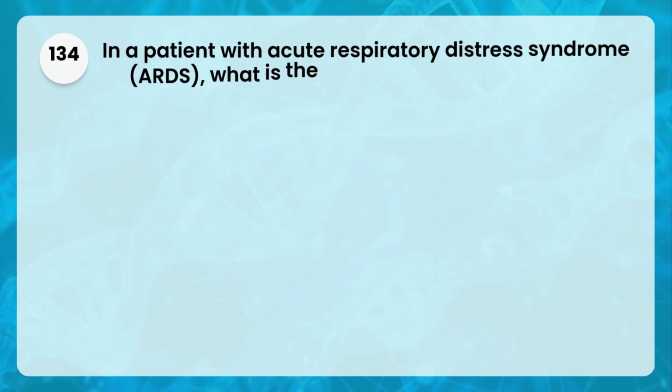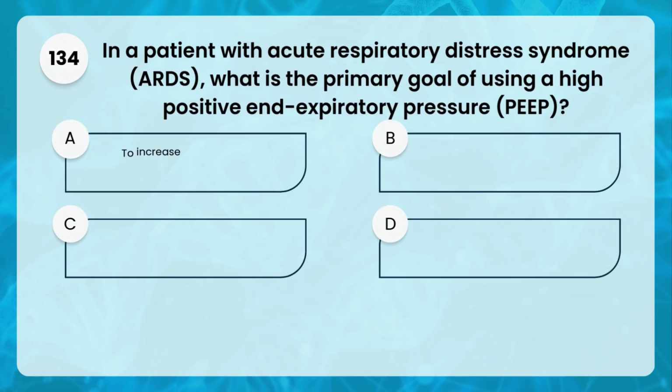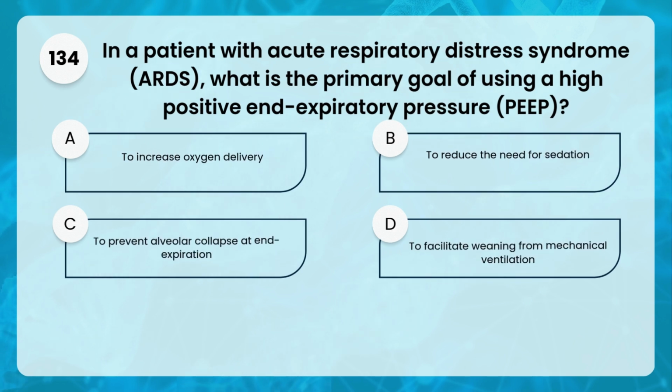134. In a patient with acute respiratory distress syndrome, ARDS, what is the primary goal of using high positive end expiratory pressure, PEEP? A. To increase oxygen delivery. B. To reduce the need for sedation. C. To prevent alveolar collapse at end expiration. D. To facilitate weaning from mechanical ventilation.